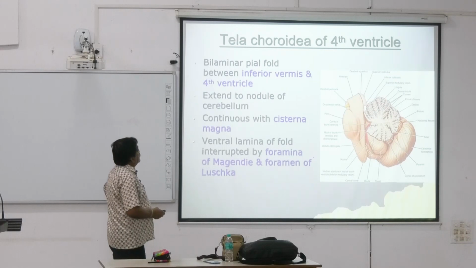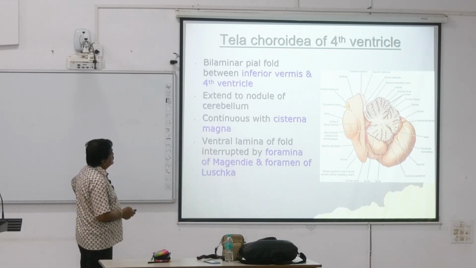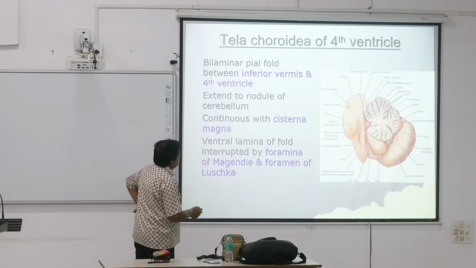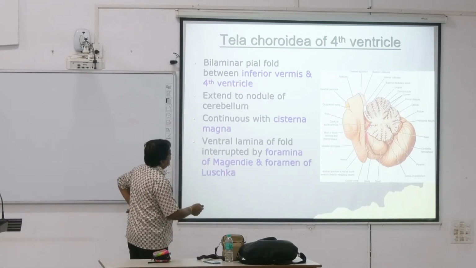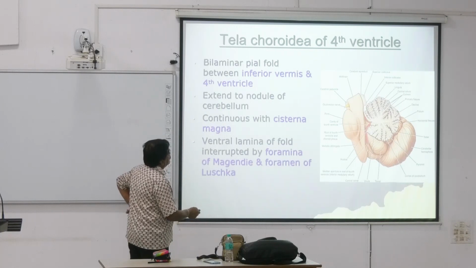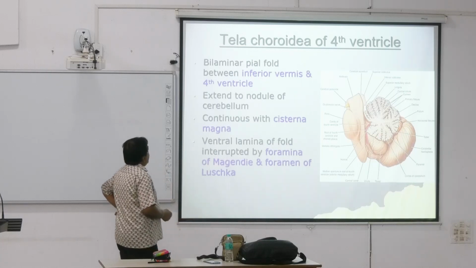Now, tela choroidea of the fourth ventricle. Now, see, this is the cavity of the fourth ventricle. This is the cerebellum, this is the midbrain, pons, and medulla oblongata. In between this is the cavity of the fourth ventricle. This is the cerebellum. Okay.